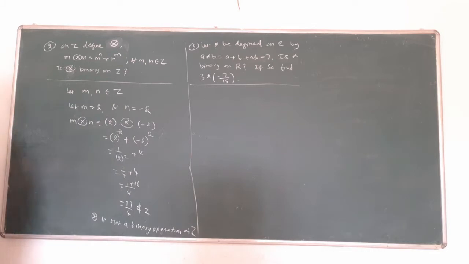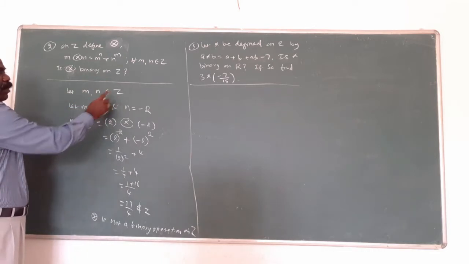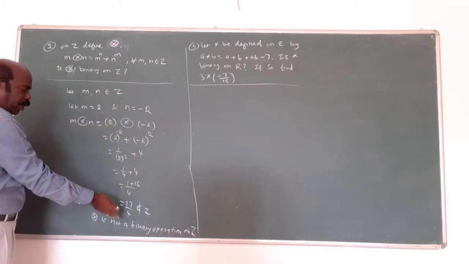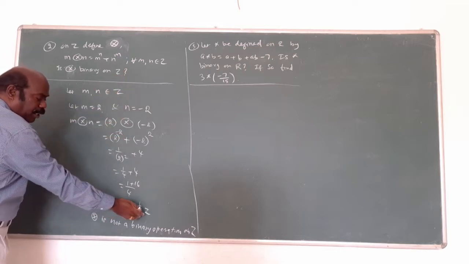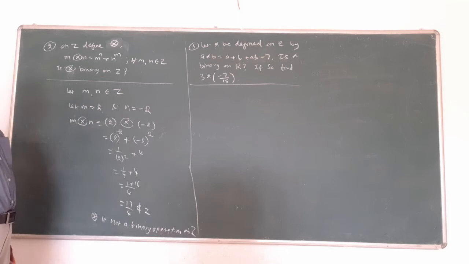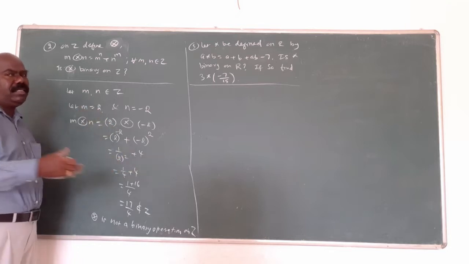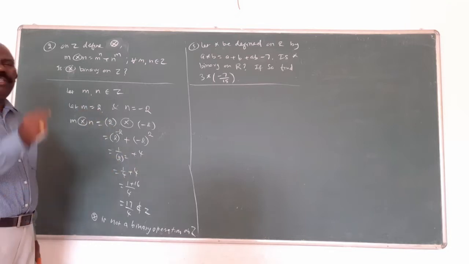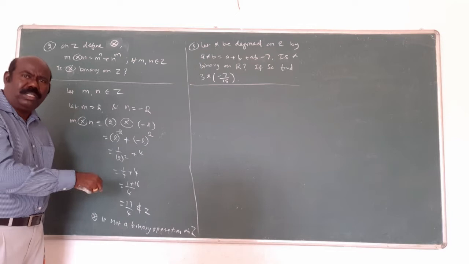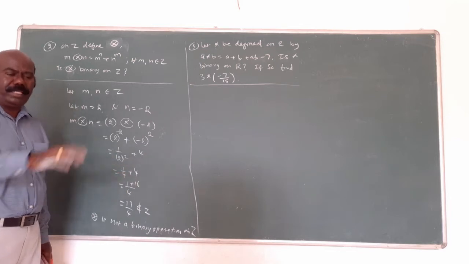Very simple concept. If it is an integer, you take any number. If the result does not belong to the set, it's not a binary operation. If it is a binary operation, then you substitute all numbers, and in every case the result must belong to the set. If one particular element does not belong, it is not a binary operation.